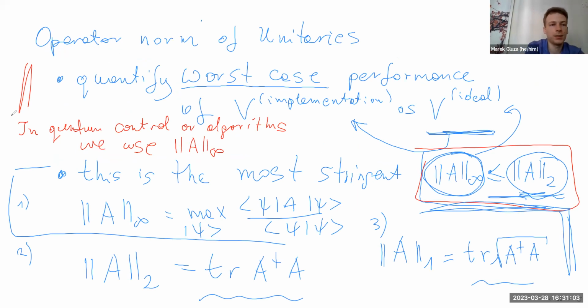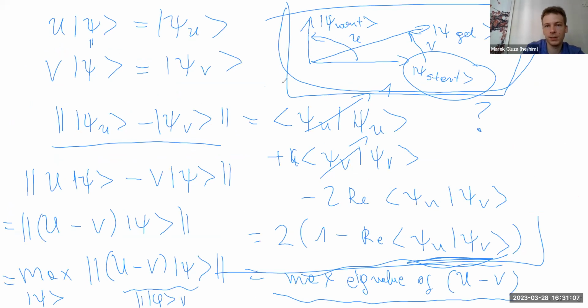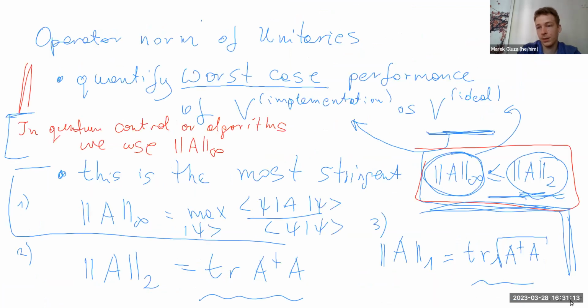There are two reasons why you will always use it. It naturally appears in this scenario of applying a protocol to a state. It can be quantum control, or it can be a quantum algorithm which uses gates which are implemented using quantum control. Those are two applications where you care about this. And that's why this is our error measure.